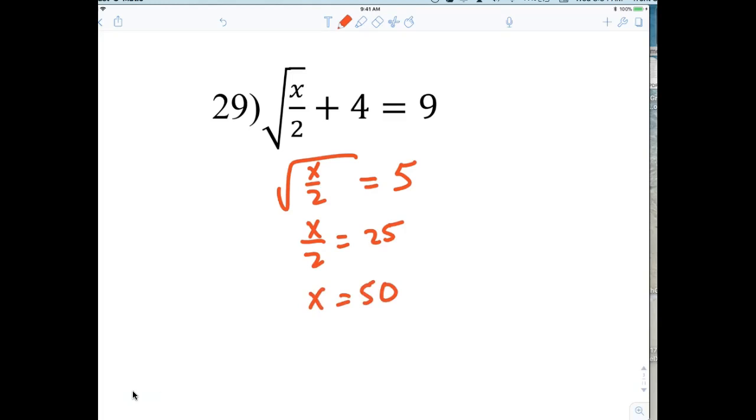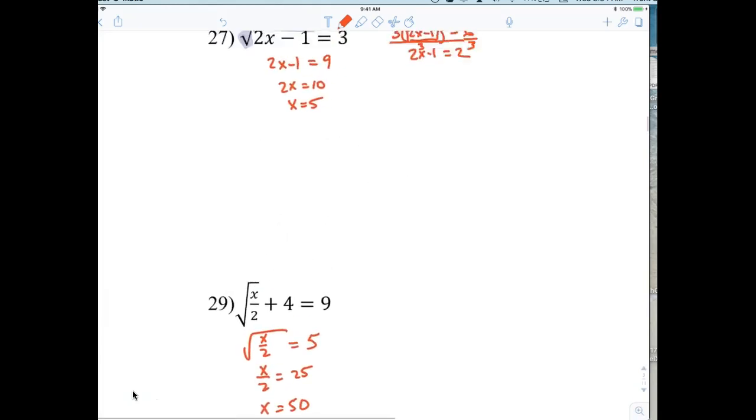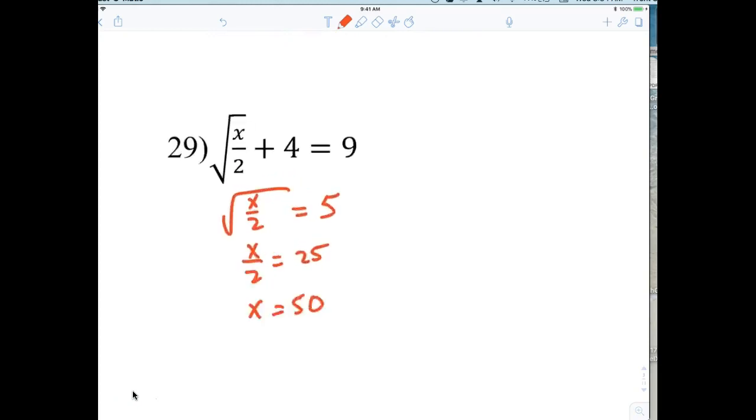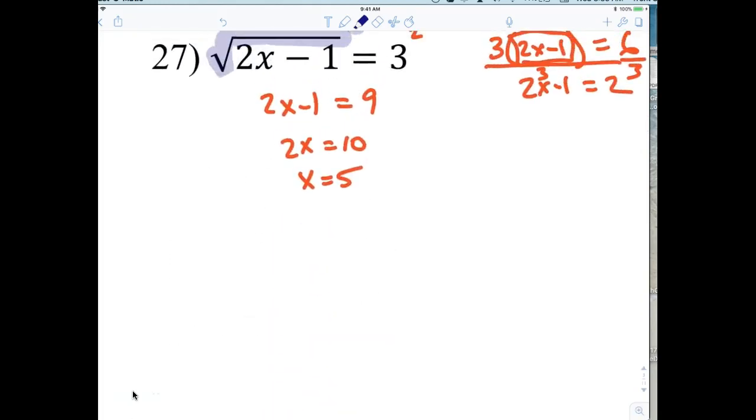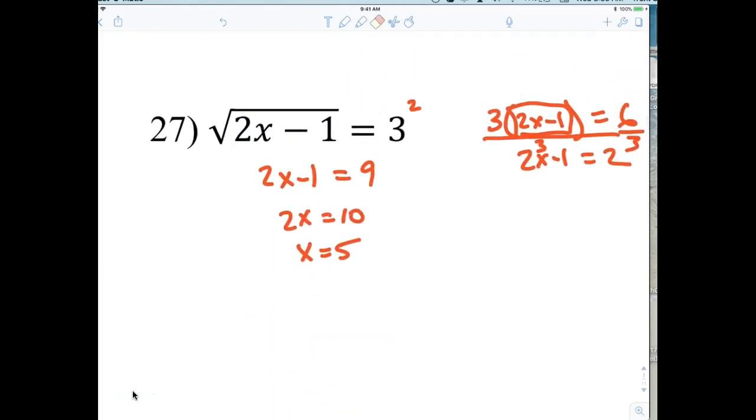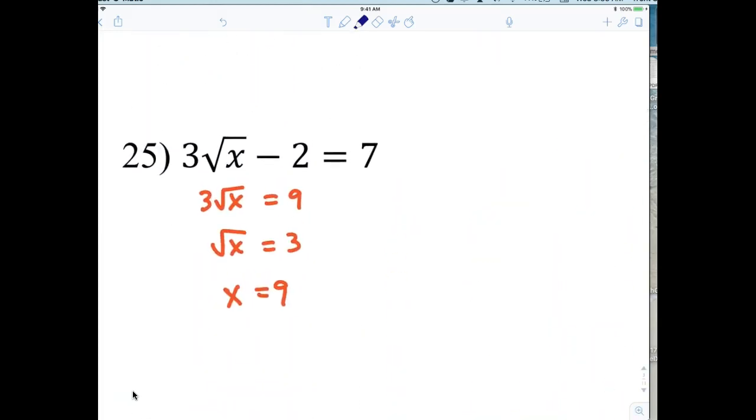I'm confused because I don't want to square. Okay, so now listen to me. I need you to understand what I mean by isolate the radical. This radical is not isolated because there is a 4 next to the radical. I'm showing you up here, this radical is isolated. The only thing that's there is a radical. Previously, the radical is what needs to be isolated.